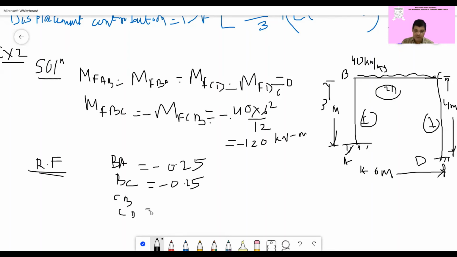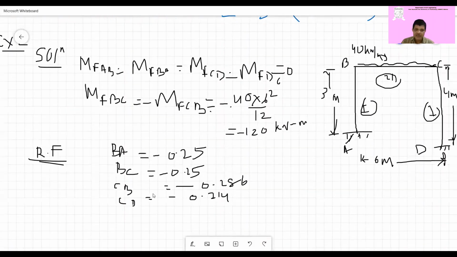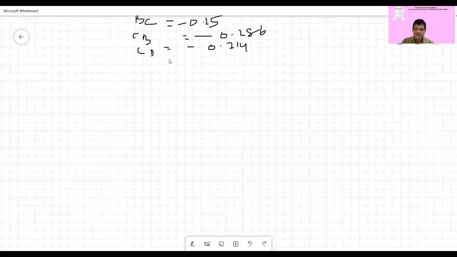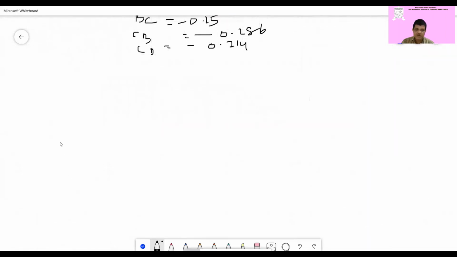Now it will come to CB and CD. So this value will come out to minus 0.286. Do your calculation; I'm not leaving it for you. And the other is minus 0.1. Here it is I by 4, and I by 3. So by calculating, we'll find this rotation factor. Now we'll emphasize the displacement factor, because the rotation factor is known to us.